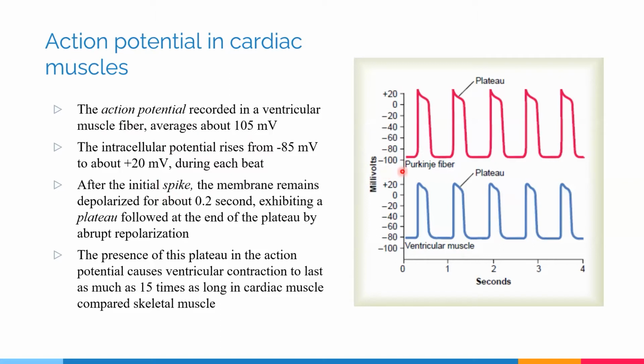After the initial spike that we can see right here, the membrane remains depolarized for 0.2 seconds, and we see a plateau-like appearance, just like this. If you remember the nerve action potential or the skeletal action potential, the action potential used to rise like this to the peak and fall down sharply. But instead, in the cardiac muscles, we see a plateau-like appearance. And thus they exhibit a plateau followed, at the end of the plateau, by abrupt repolarization. So at the end of the 0.2 seconds, at the end of the plateau, their potential drops abruptly down to repolarization levels.